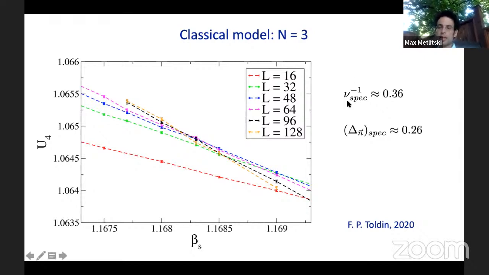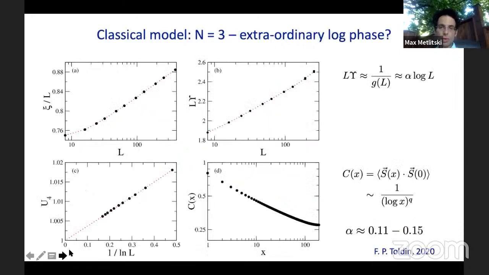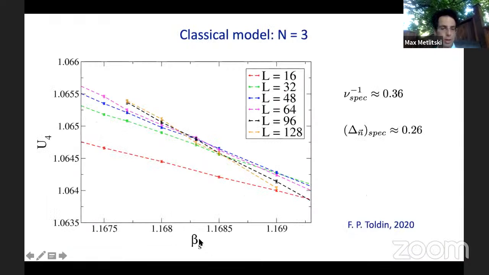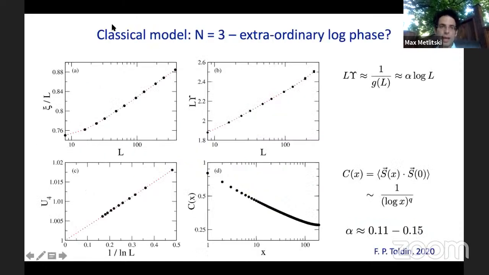And here are the exponents he extracts at that transition. Here is the scaling dimension of the boundary order parameter, and here is the inverse correlation length exponent. Keep these numbers in mind. Furthermore, Francesca has explored one point in the putative extraordinary phase for n equal to 3, and his findings are roughly consistent with extraordinary log behavior.